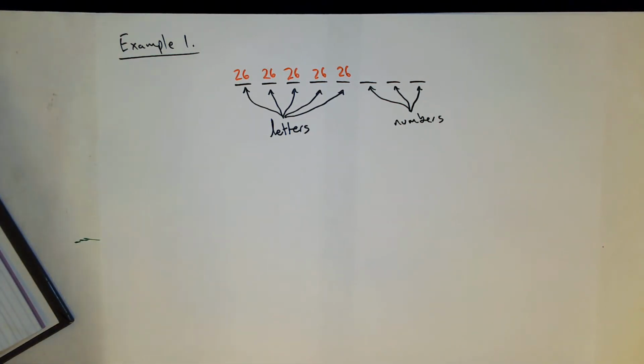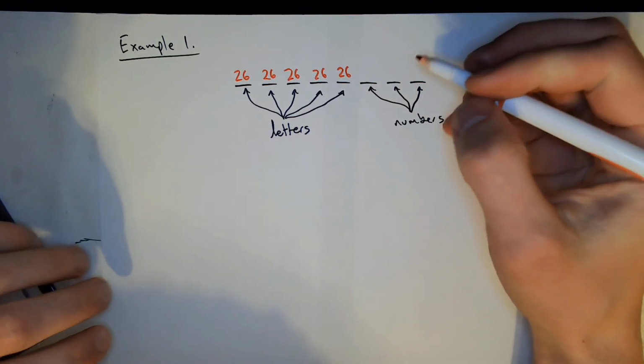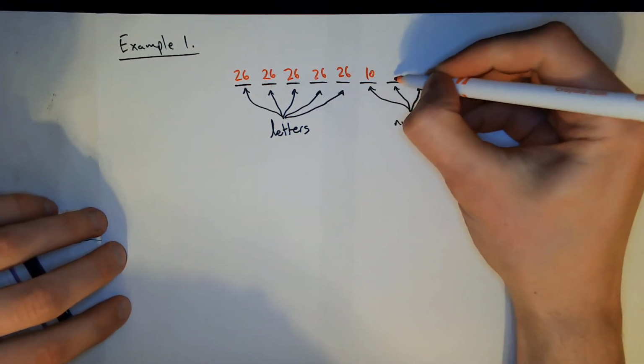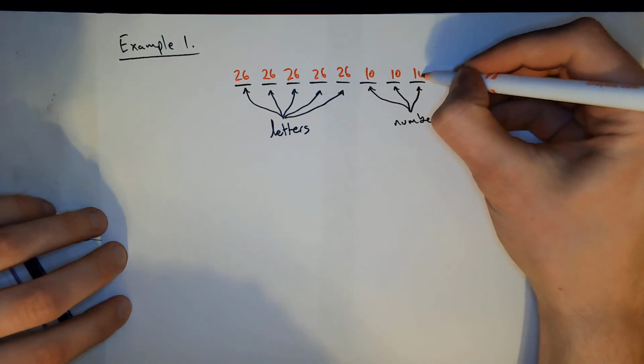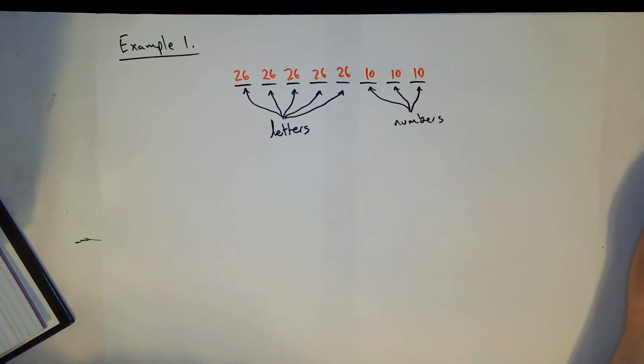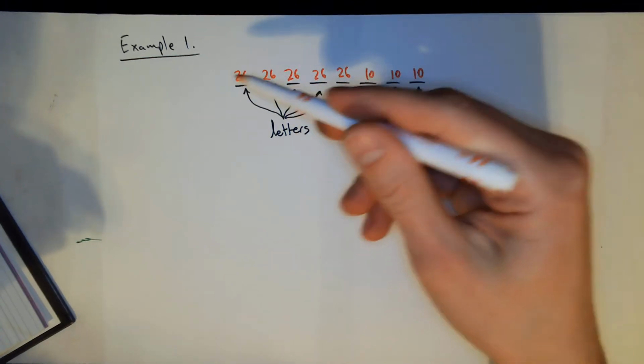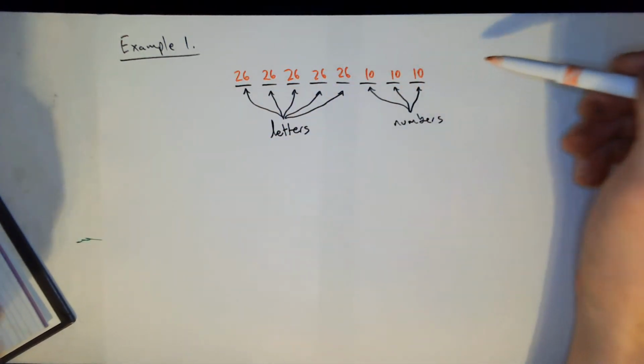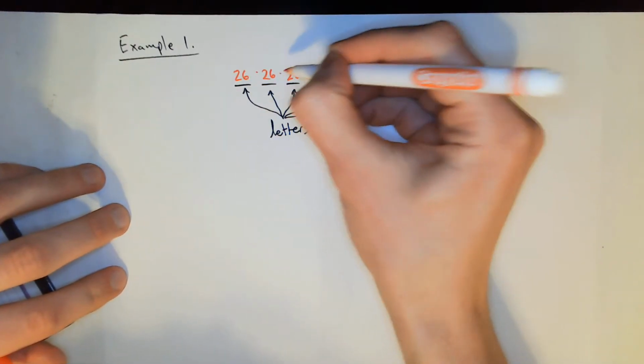Cool. Well, at least for the letters, right? See, I stopped here at the letters. How many numbers are there? There are 10, right? There are 10 digits, 0 through 9. So these last 3 should be 10. What do I do with these numbers? I take the product.